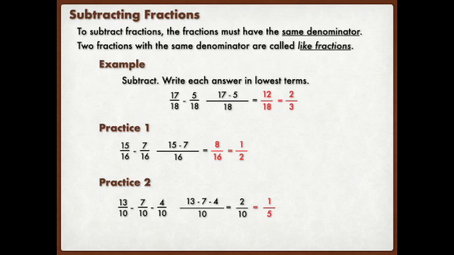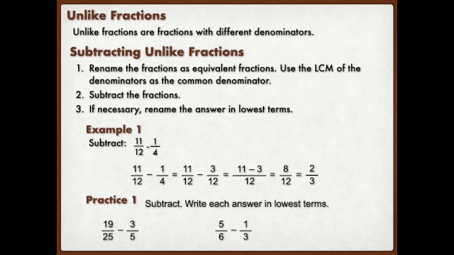Okay, if we take a look at the practice ones, the denominator stays the same, so it's just 15 minus 7, that's 8 over 16, and I can basically simplify that into a half. And we can also see that in practice number 2. Even if we have more than 2 fractions, we're keeping the denominator the same number, so it's like fractions. So I'm going to go ahead and subtract and then simplify.